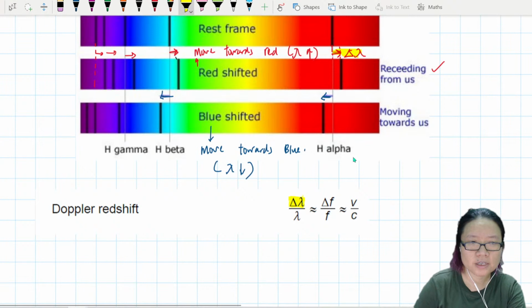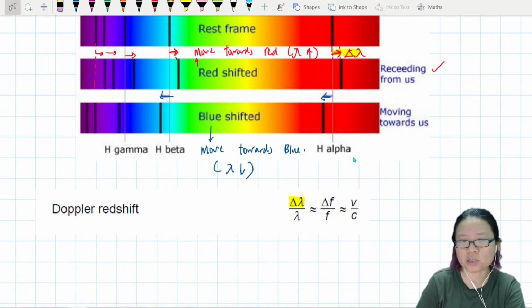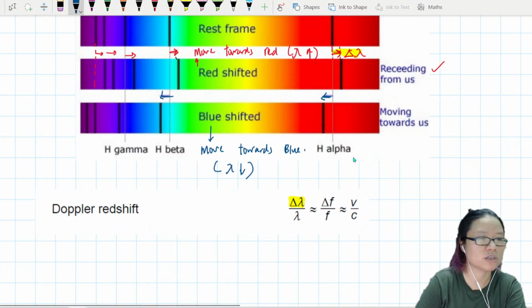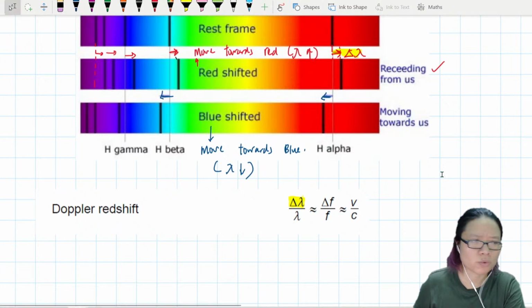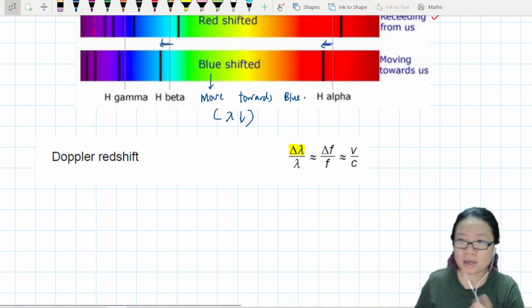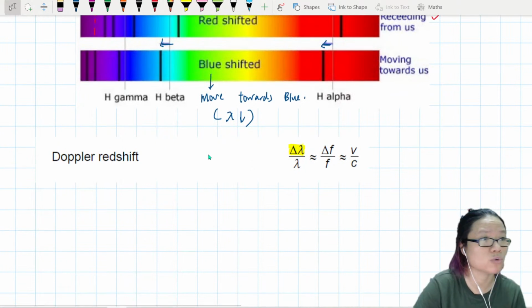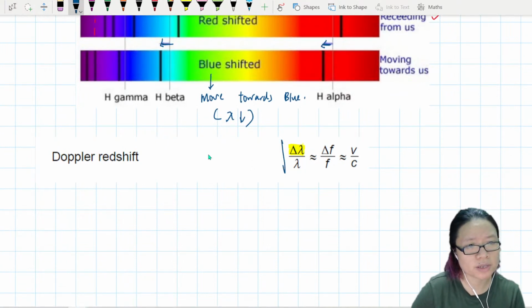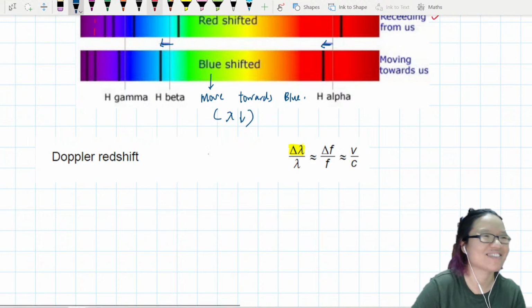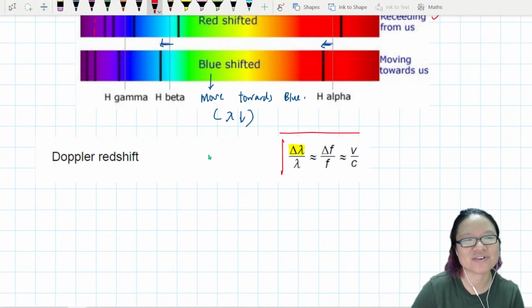So the whole ratio here is still the same as your Doppler effect equation. The only difference now is we are doing some approximation, but at the end of the day, it's still the Doppler effect. When I have time, I will record the derivation. Today we're just going to learn how to use this. Let me define all the variables first.